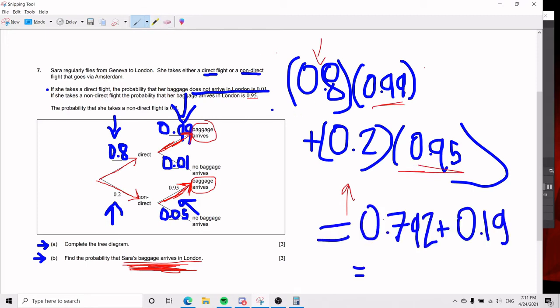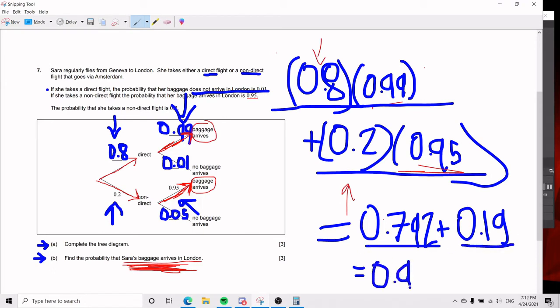Working this out a little bit, in the direct flight scenario, we end up with a probability of 0.792, and in the indirect scenario, we end up with a probability of 0.19. We add both of these, and we end up with 0.982, which is the same as saying 98.2%. And so that is how you find the probability that Sarah's baggage arrives in London.